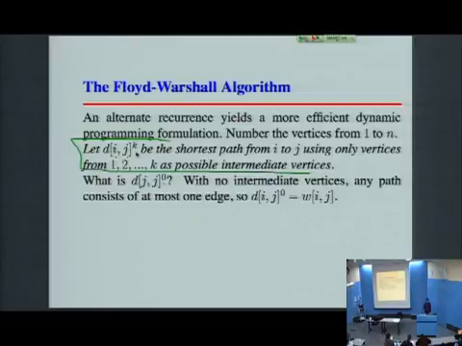And in general, d_ij superscript k is the shortest path from i to j where vertices 1 through k are possible intermediaries. Any questions about that? Let's maybe draw an example. Let's start with drawing an example here.